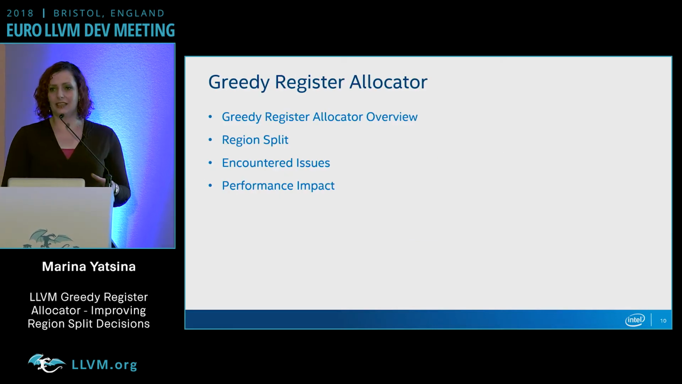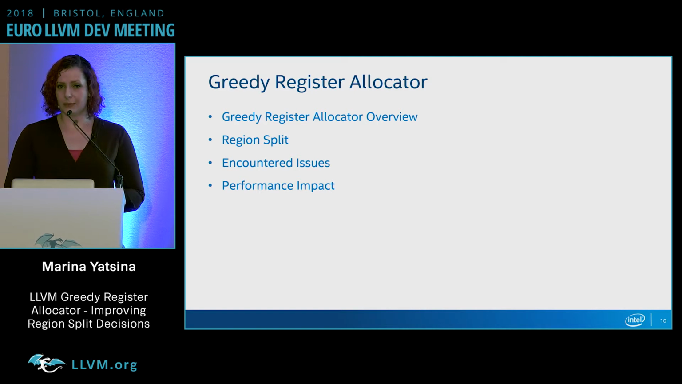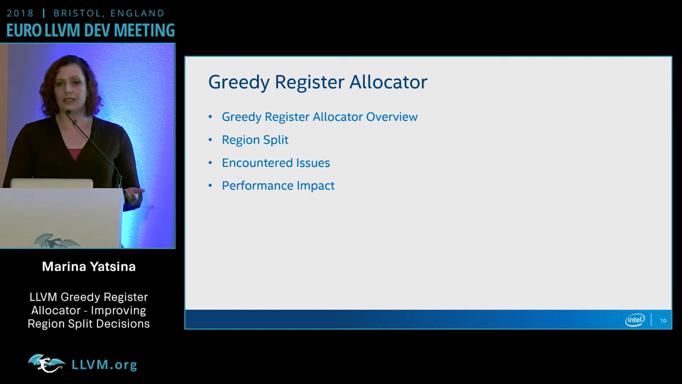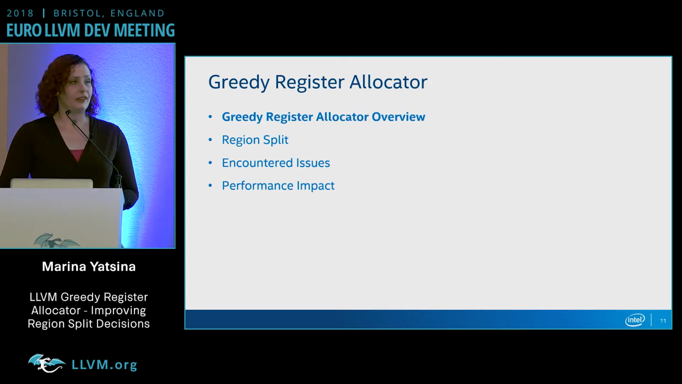Now, in order to understand more what happened in this example, we need to do the Greedy Register Allocator overview to understand how it works. We're going to focus on the region split mechanism because it's the source of the issue here. And we're going to talk about this issue in more detail and two other issues, and the performance impact of the fixes that were committed to the open source and address these issues. So let's start with the overview.